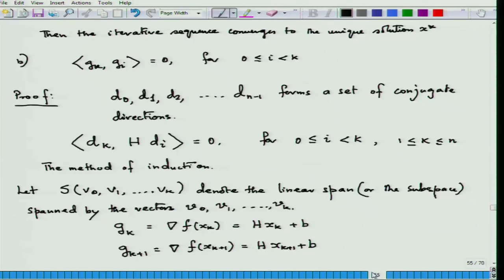So, this is some sort of slight restriction that is there. At k equal to n, I am supposed to get the solution, and I have started from x 0. As we have already seen in our previous studies, in the case when H is positive definite, in n steps we are coming to the solution. We start with x 0 and x n would be x star.